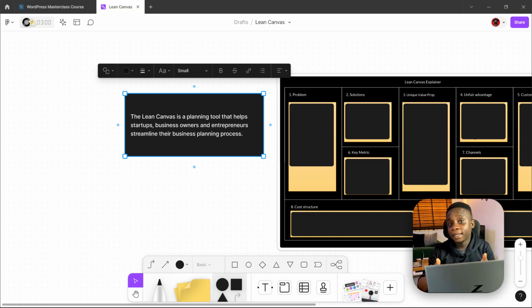How do you create a lean canvas? But first of all, what's a lean canvas? A lean canvas is a planning tool that helps startup business owners and entrepreneurs streamline their business planning process. In a simple way, a lean canvas is more like an abbreviation of a business plan.